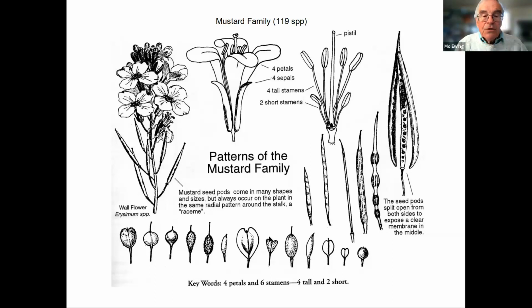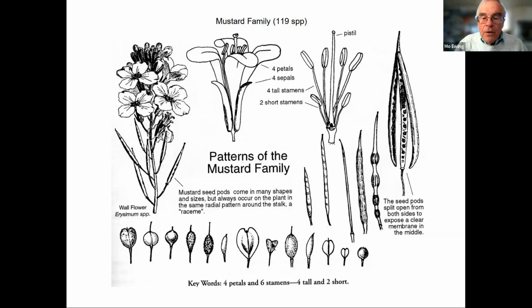And then the seed pods: when the flowers change to seeds, they create a radial pattern around the stem. They come out all around the stem. And the seeds are in pods, and the pods are one of the major ways that you identify individual species.